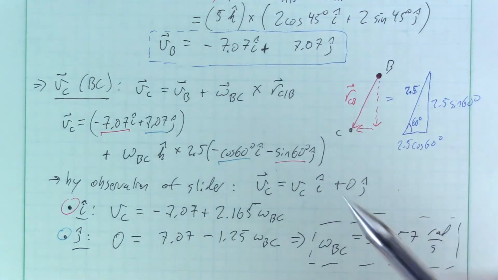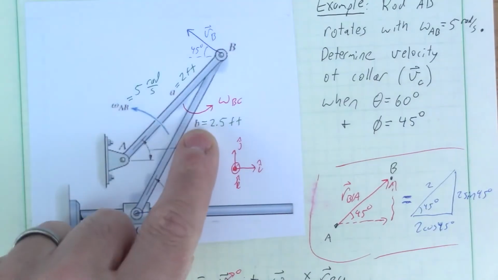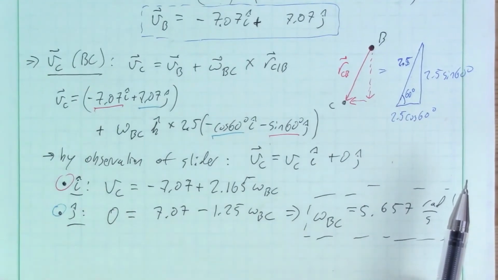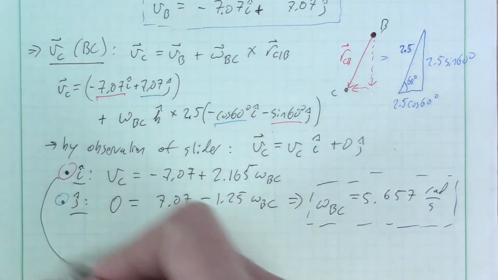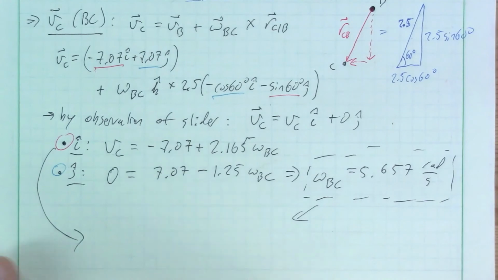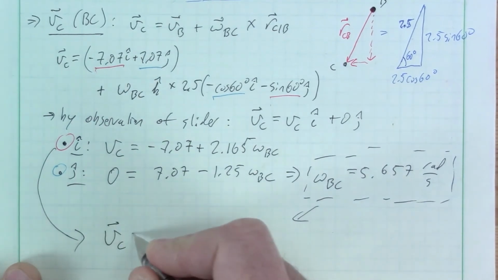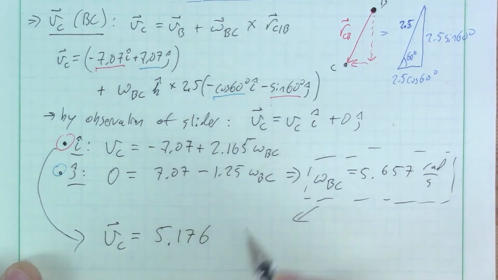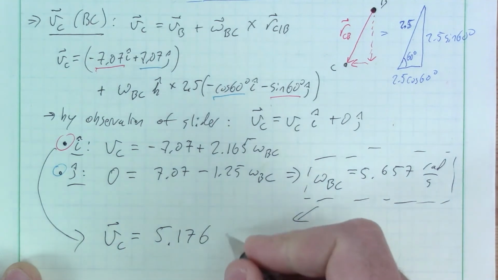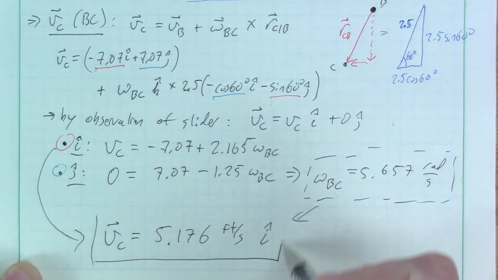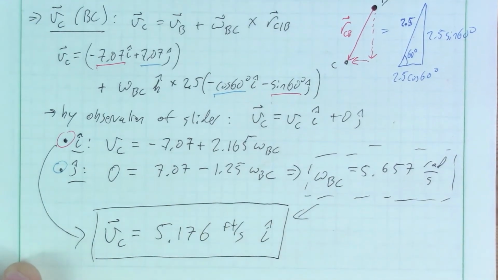That's a useful quantity. It tells us that our assumed direction for omega BC is correct, which makes a lot of sense. Then we can plug this result into the I hat equation, and we get the velocity. We get a speed of 5.176, you're just literally plugging that in there. You get 5.176 feet per second, all in the I hat direction. Good, that's a nice one.